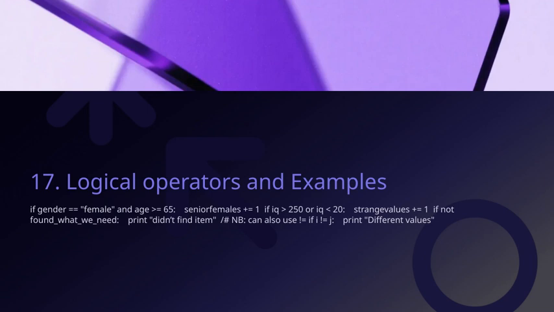Finally, I want to highlight the use of the not equals operator. It's a way to check if two values are different, such as in the example with I and J, where we print different values if they are not equal. Throughout these examples, the key takeaway is that logical operators like and, or, not, and not equals allow us to build complex and flexible condition checks.